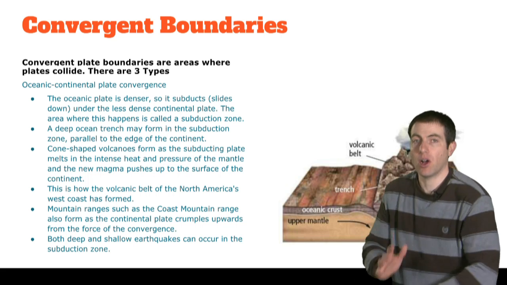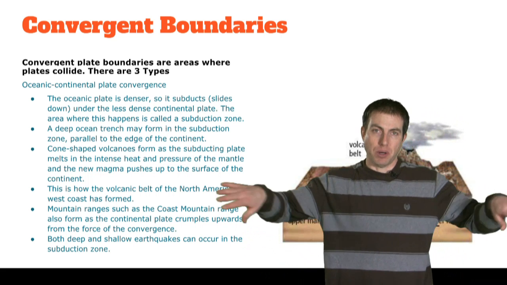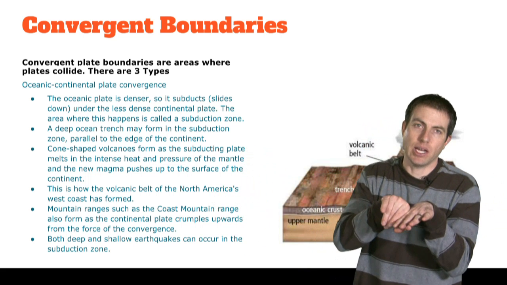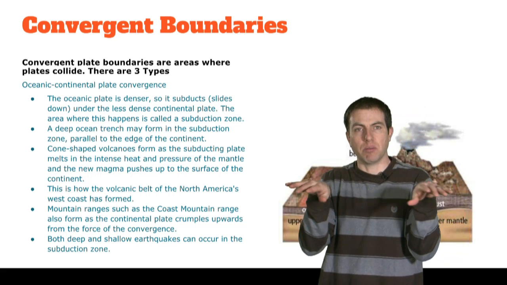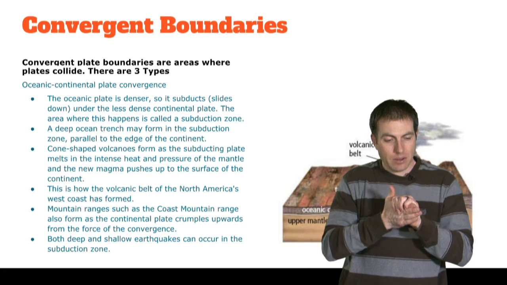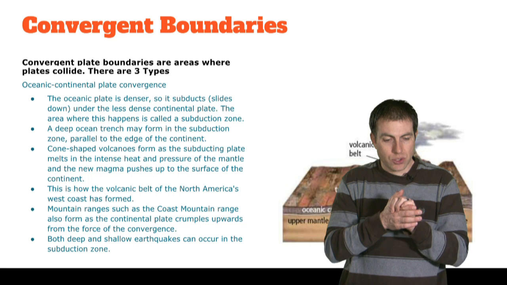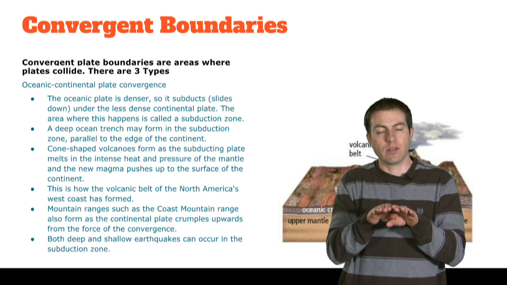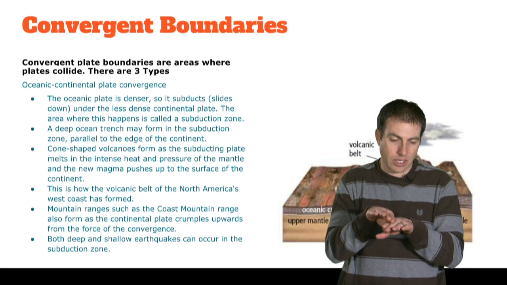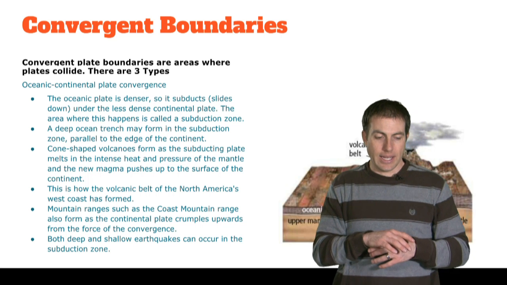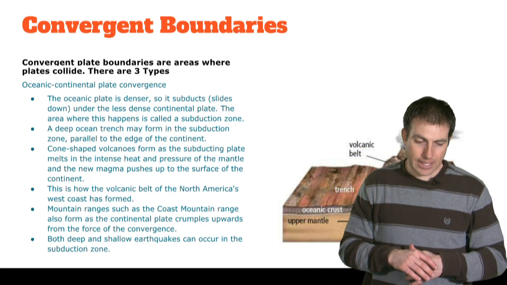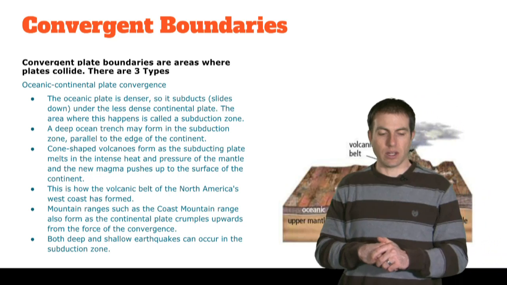So the other option, instead of plates being pushed apart, is plates coming together. And we run into three scenarios when we talk about plates coming together. We can have two oceanic plates coming together. We can have oceanic and continental plates coming together. And let's just start with oceanic continental convergence.